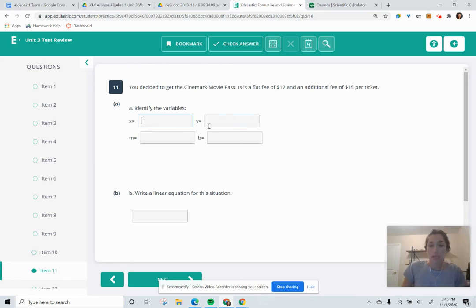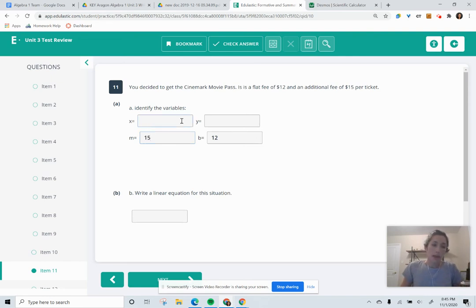The flat fee is $12. That's like our y-intercept. So the one-time fee, that would be the 12. So I'm going to put my b value is 12, just since I'm reading it kind of in that order. And additional fee per ticket, that's like a rate of change, that's 15.